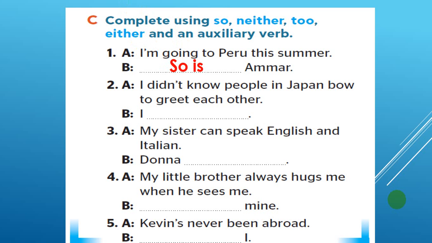I don't know people in Japan agree with each other. How can I show agreement? I didn't either. Okay, have a look at number three. My sister can speak English and Italian. Donna can too. So, moving to number four.